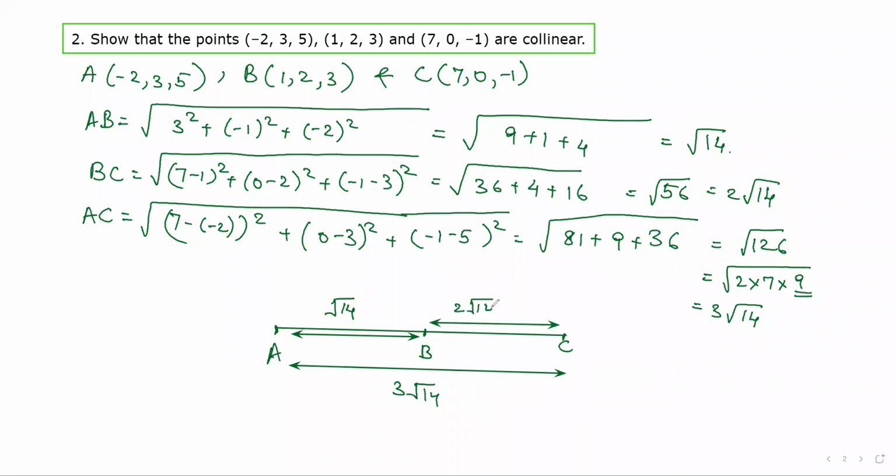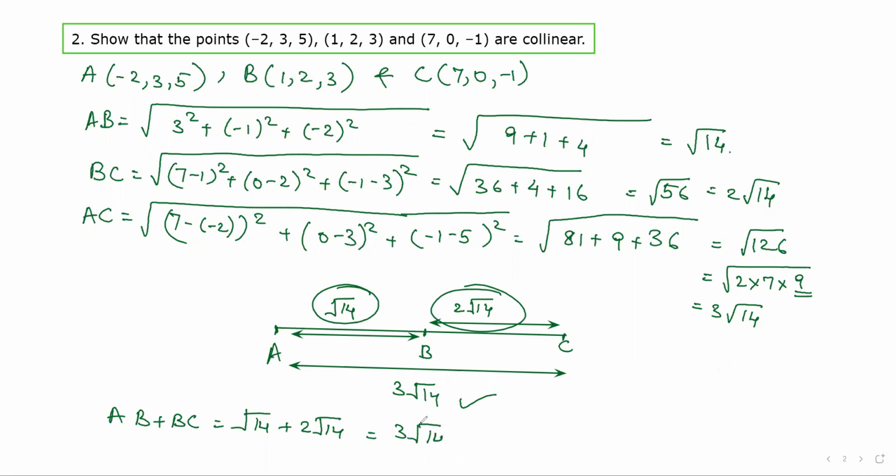Why was I able to draw this on the same line? Because AB plus BC will give you AC. By observing these points, we came to a conclusion that AB plus BC is giving you AC. Since this is true, or you can even solve it, AB plus BC: root 14 plus 2 root 14 will give you 3 root 14, and 3 root 14 is equivalent to AC. So since AB plus BC is equal to AC, we can say that A, B, and C are collinear.